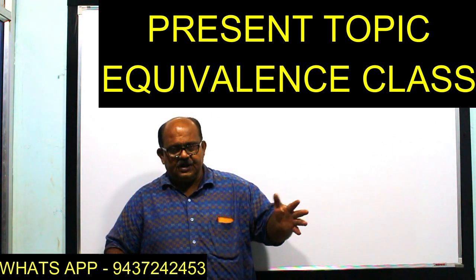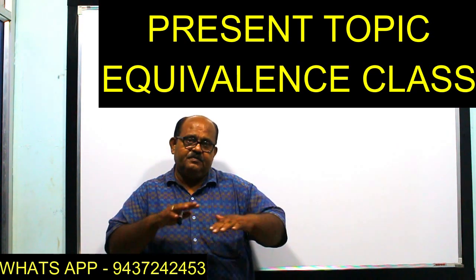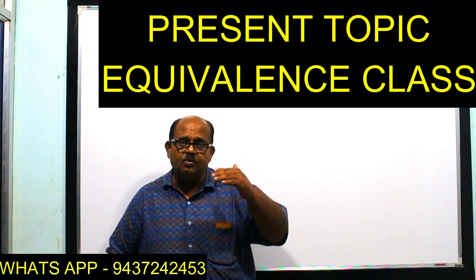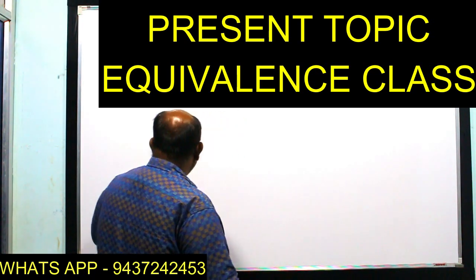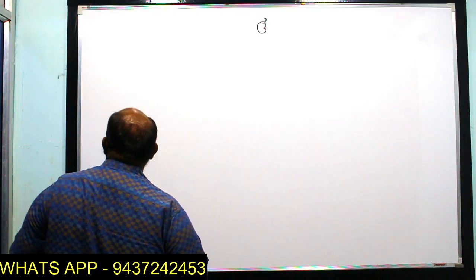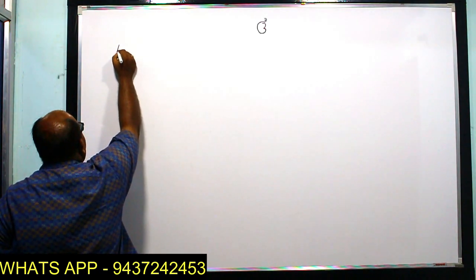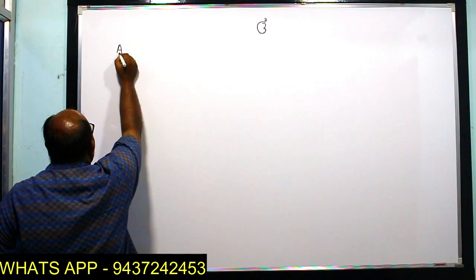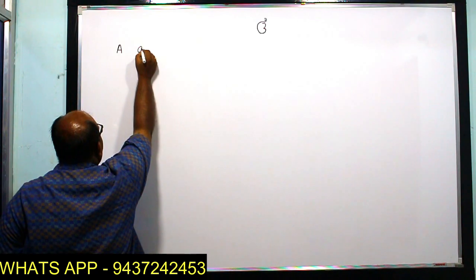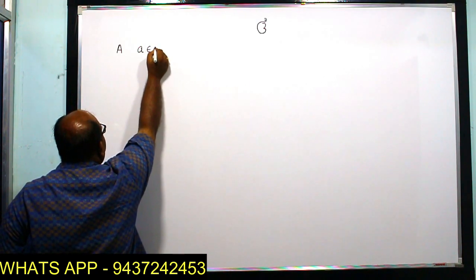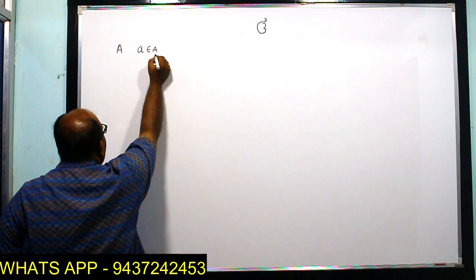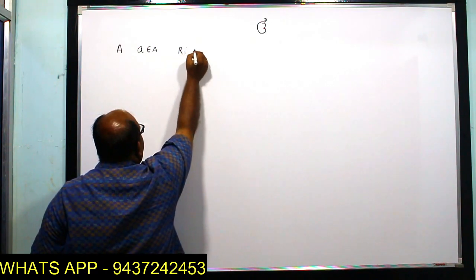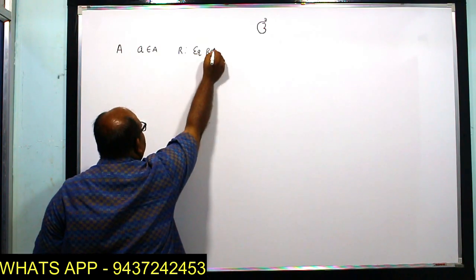And you know my style of teaching, I will not go to the definition directly. First I will explain the things with the help of some examples, some illustrations, then I will go to the definition. Okay, so to understand equivalence class, let us consider a non-empty set A. The elements present in set A are represented by small a. Small a belongs to capital A means capital A is a set whose elements are represented by small a, and let R be an equivalence relation on set A.